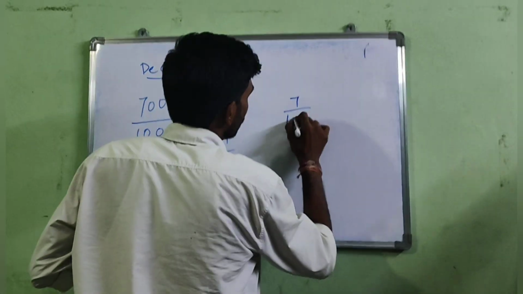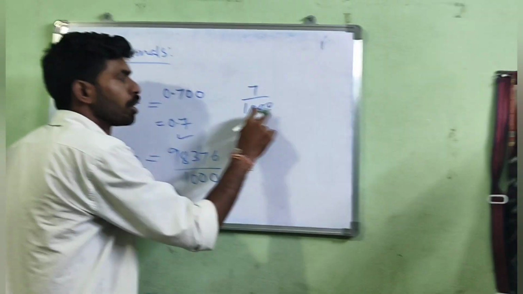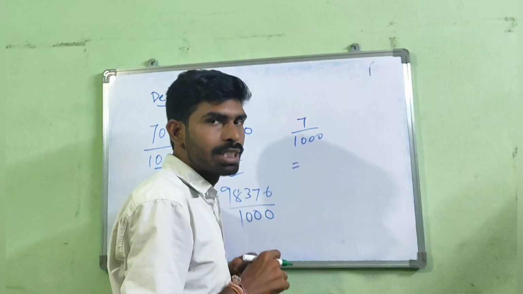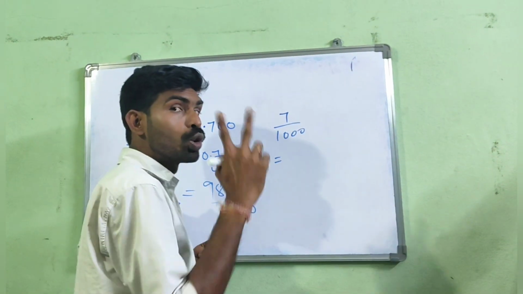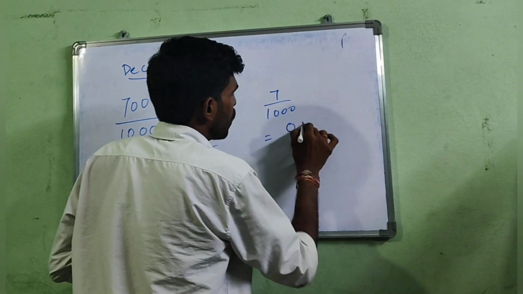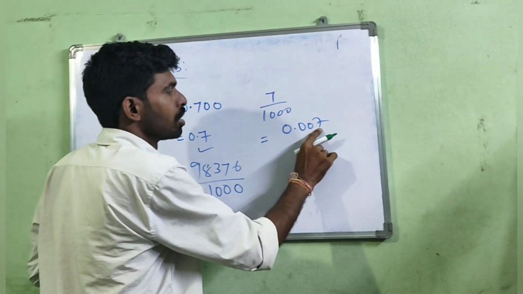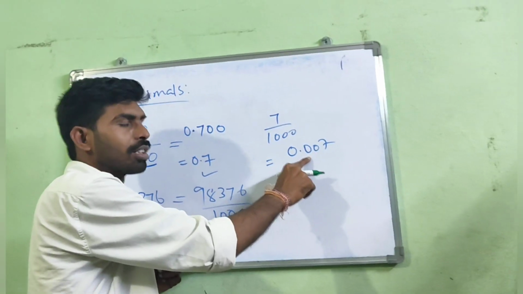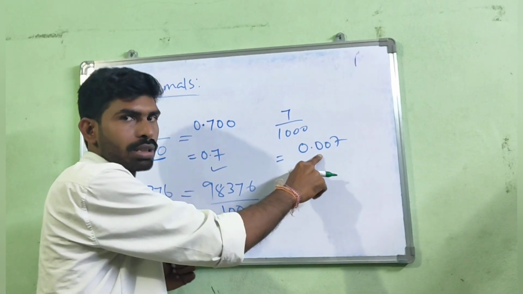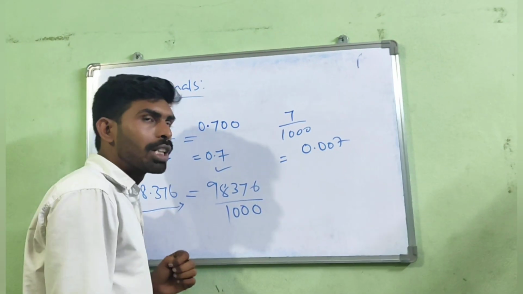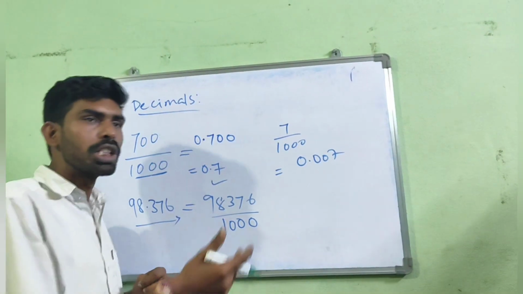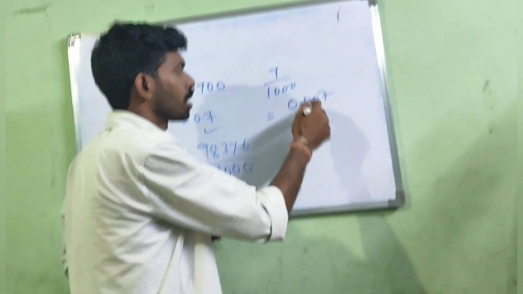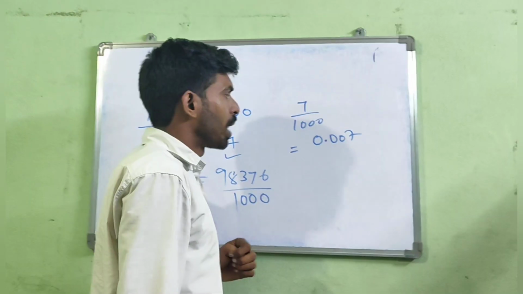For example, 7/1000 is there. How can we do it? We need to put a decimal point after 3 digits. There is only 1 digit in the numerator. We need to create 2 more digits. That is 0.007. If you place the zeros before the 7, the value of the 7 will not change. If you put them after the 7, what will happen? It will become 70 and 700. That's why we need to put them before the 7. So I placed 2 zeros here, then I place the decimal point here.